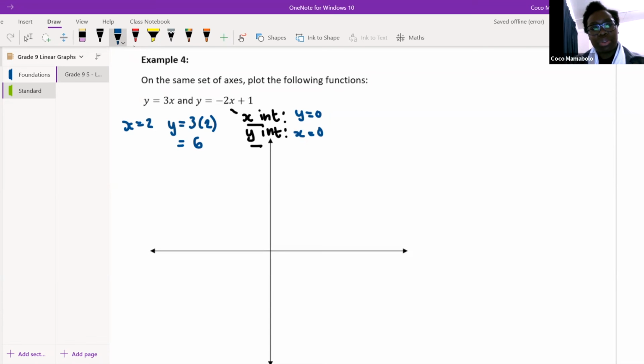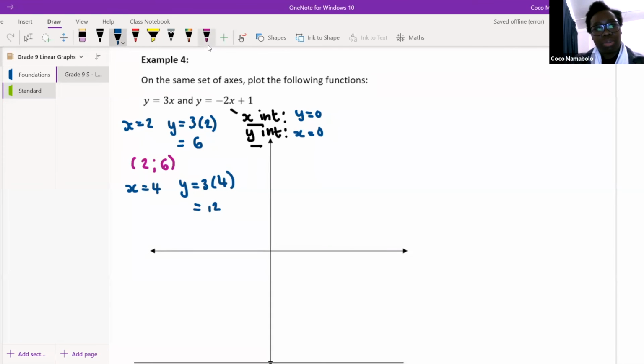So my first set of coordinates is going to be 2 and 6. Good. All right. What's your next x value? I picked 4. X is equal to 4. Excellent. So we're going to get y is equal to 3 multiplied by 4. Phew, this graph is going to move way out there. So my next set of coordinates is going to be 4 and 12.